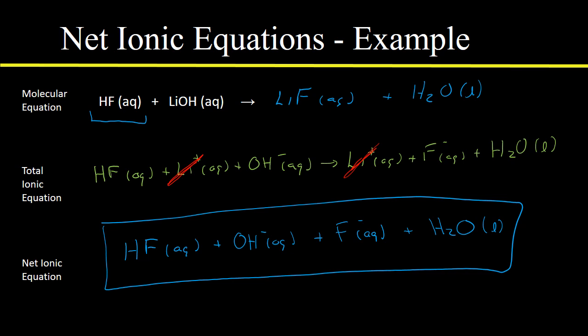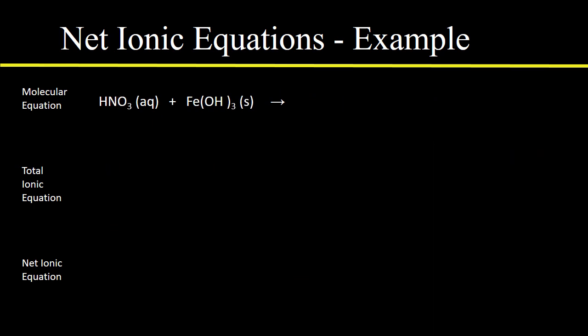All right, let's try one now with a weak base instead of a weak acid. All right, so let's look at nitric acid with iron 3 hydroxide. Okay, that's basically rust, iron 3 hydroxide. It's not exactly the same as rust. It's essentially the same thing. We want the products. The products, of course, are going to be, we're just switching pairs, right? So we're going to end up with iron nitrate and water.